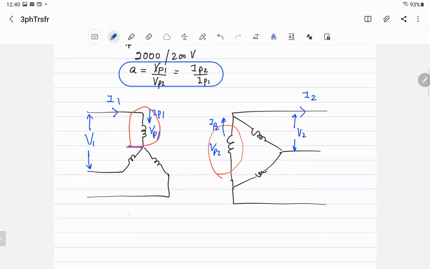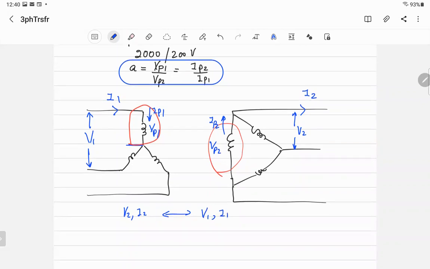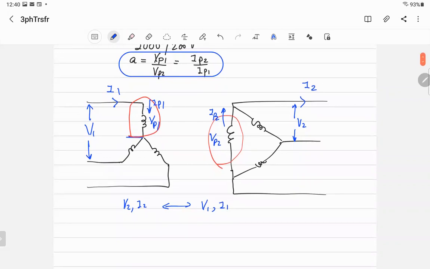Simply, I want to find what's the relationship between V2, I2, and V1, I1. Very simple, if you just follow. If you have any question, interrupt me. In this case, I1 is equal to I phase 1, but I1 is the line current, I phase 1 is the phase current in general. Because if you go there, I phase 2 and I2 are not the same. I with P means phase current, and I without anything means line current.